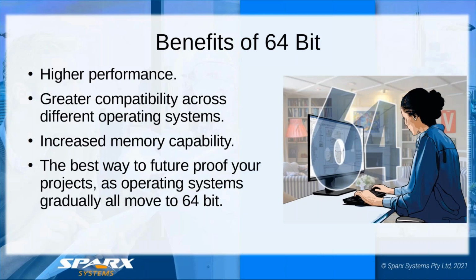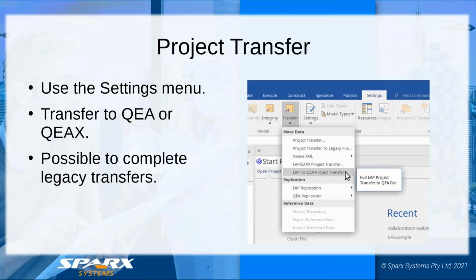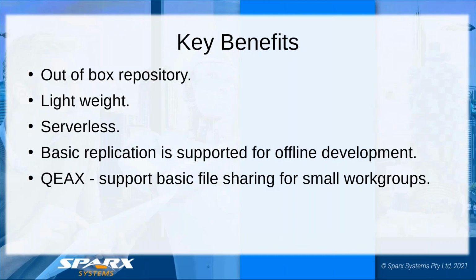Once again, some of the benefits of using 64-bit technology include high performance, greater compatibility across different operating systems, and increased memory capability, and it really is the best way to future-proof your projects, as most operating systems gradually move to 64-bit. In order to access the project transfer menu, you can simply use the settings menu, and you can transfer to QEA or QEAX. It is also possible to complete legacy transfers. If you have a QEA file and you want people using EA 14 or 13 to be able to access that file, you have that capability as well.